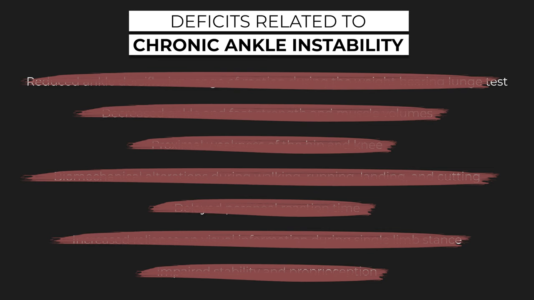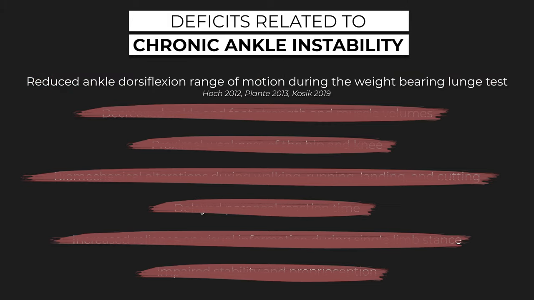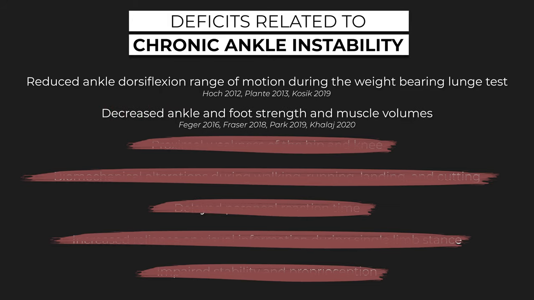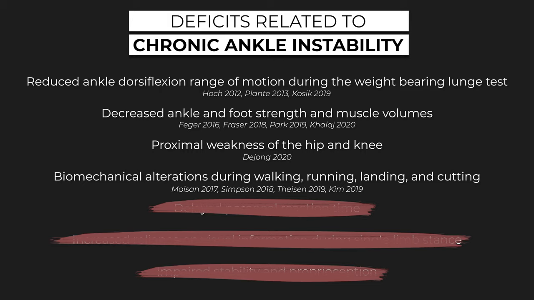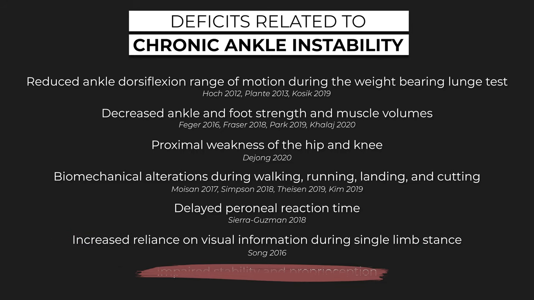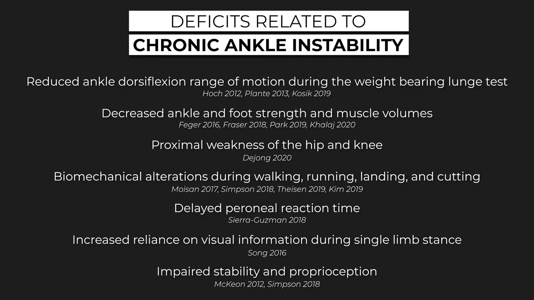Before diving into the exercises, I want to share my rationale for their selection. The following changes have been associated with chronic ankle instability: reduced ankle dorsiflexion range of motion during the weight-bearing lunge test, decreased ankle and foot strength and muscle volumes, proximal weakness of the hip and knee, biomechanical alterations during walking, running, landing, and cutting, delayed peroneal reaction time, increased reliance on visual information during single limb stance, and impaired stability and proprioception.